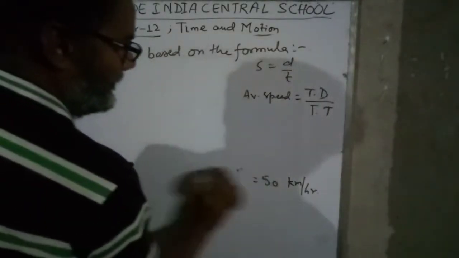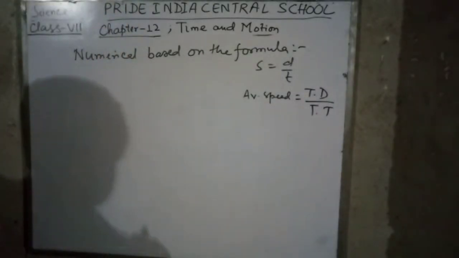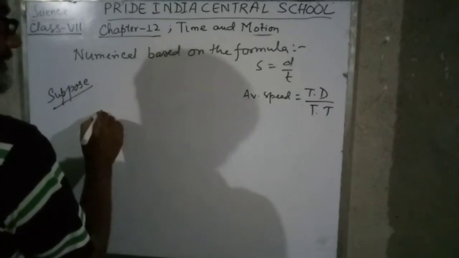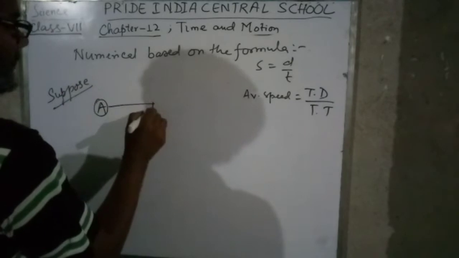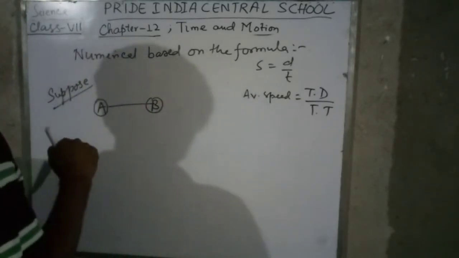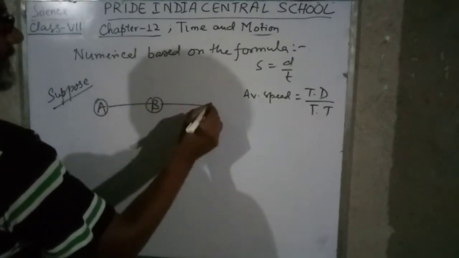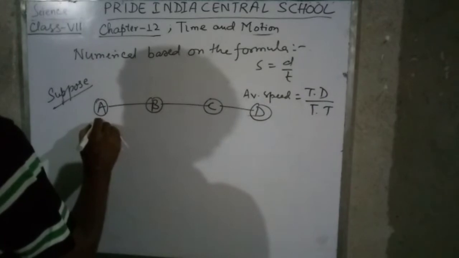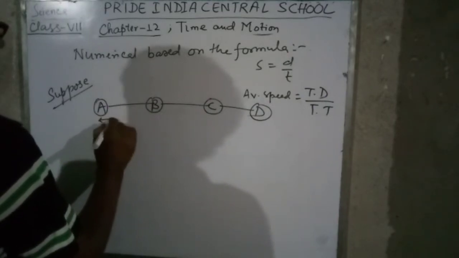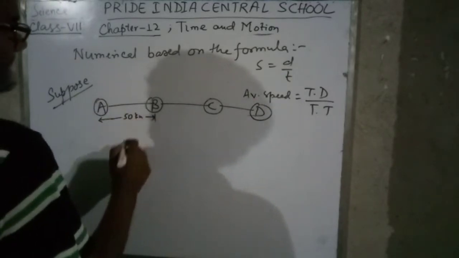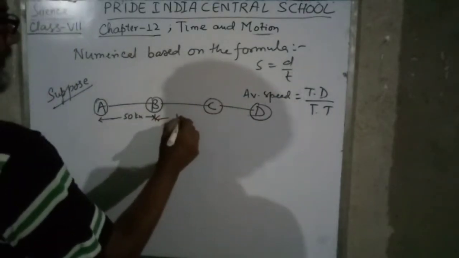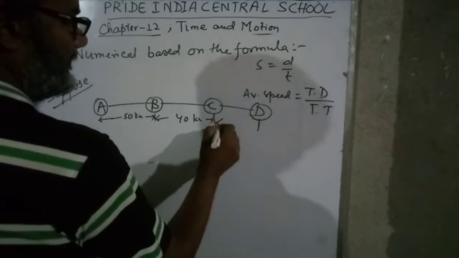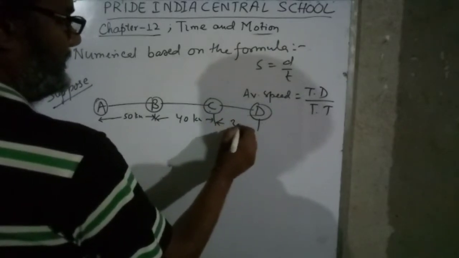Now suppose a bus is going from A to B, from B to C, from C to D, and the distance between A and B is 50 kilometers. From B to C it is 40 kilometers, and from C to D it is 30 kilometers.